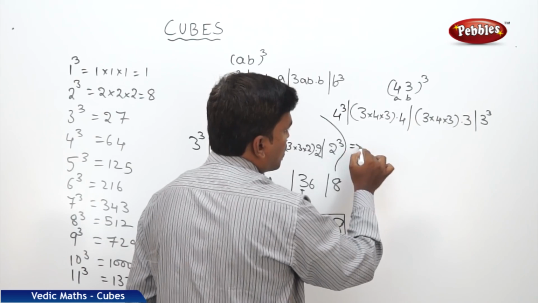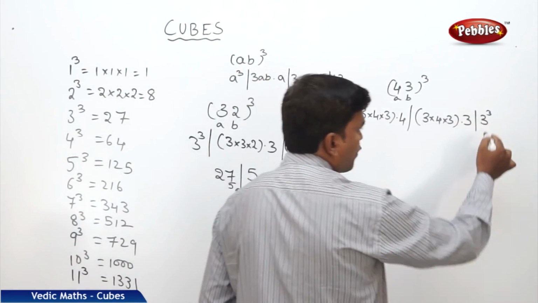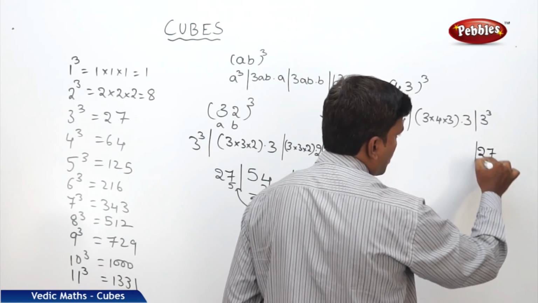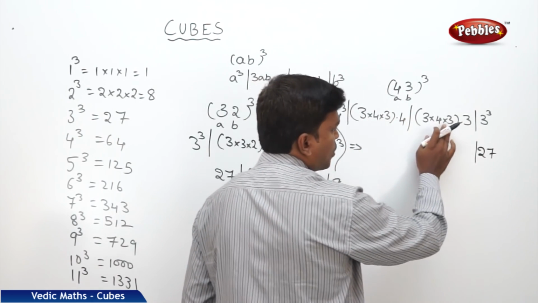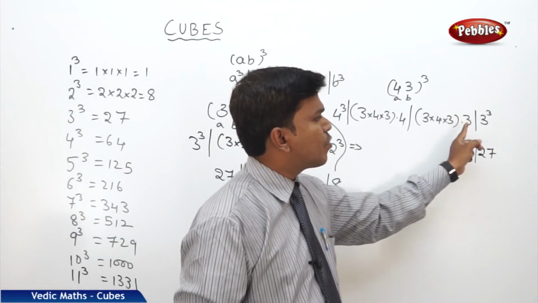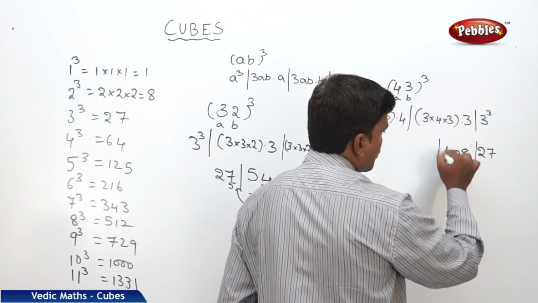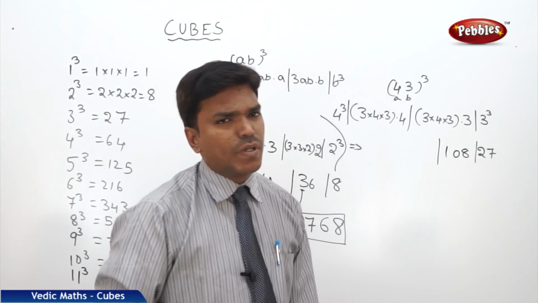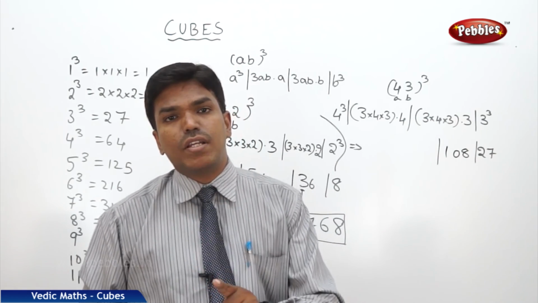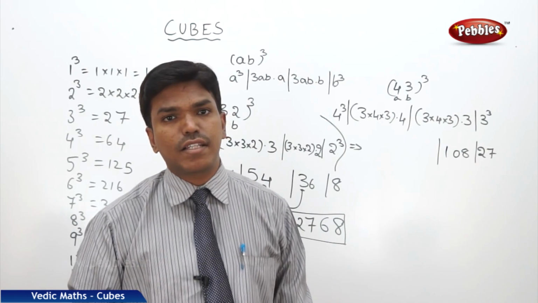Now, let us start calculation from the right side. Okay. So 3 cube means 27. Now 3 4s are 12, 12 3s are 36. So 3ab is 36. 36 into 3, 108. But remember, when we are doing the 36 into 3, we have to do it in the mind. 36 3 times. How will you calculate 36 3 times?